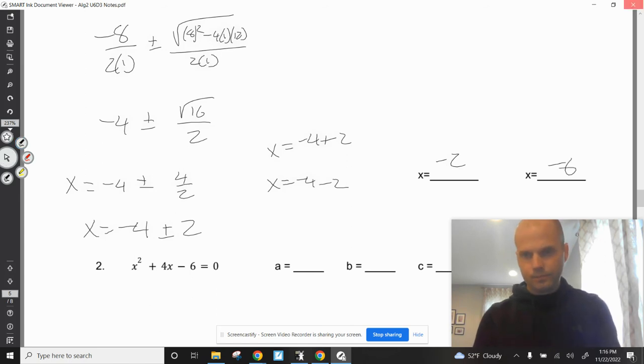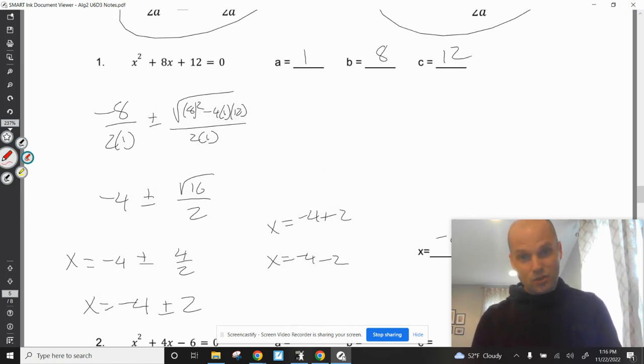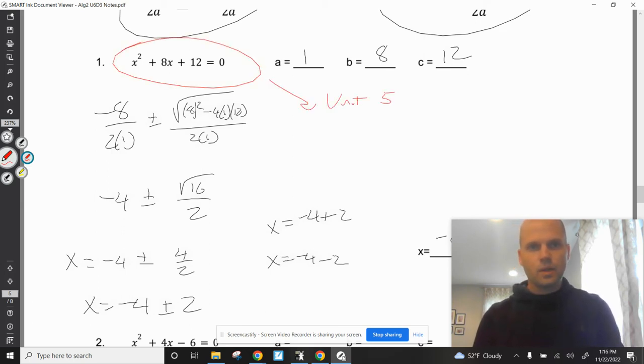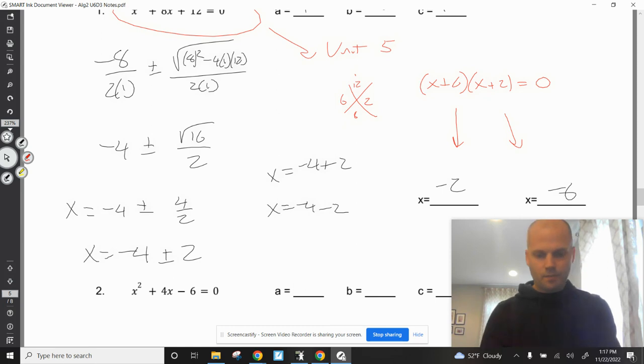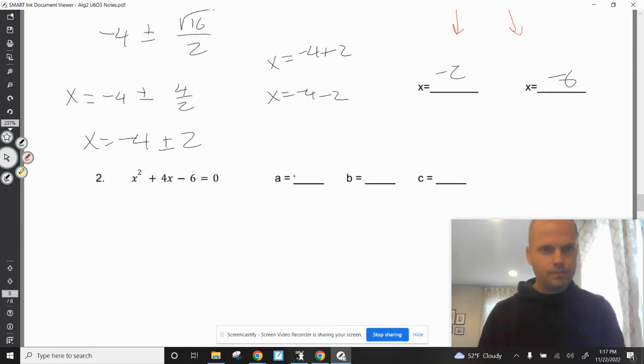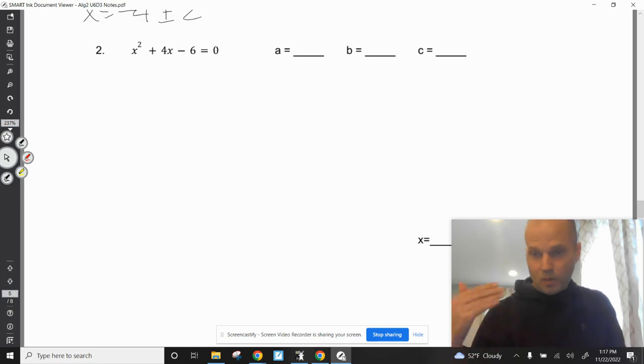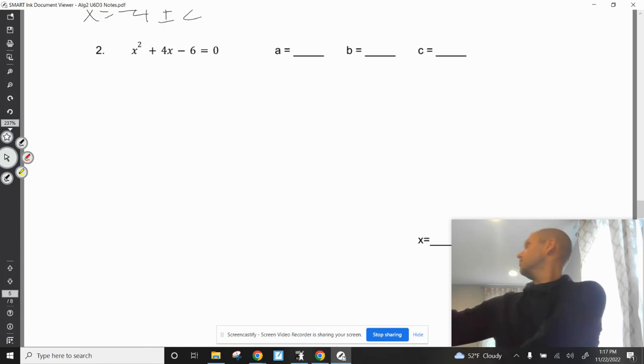Now, I didn't need to use the quadratic formula for this one. If you remember from last unit, unit 5, two numbers that multiply to get 12 and add to get 8 are 6 and 2. Since A is 1, that's the factored form. Boom, negative 6, negative 2. Opposite. Okay, but just showing you how the quadratic formula works. What the quadratic formula helps you with is if you can't factor. If you can't factor, it doesn't mean that there's no solutions.